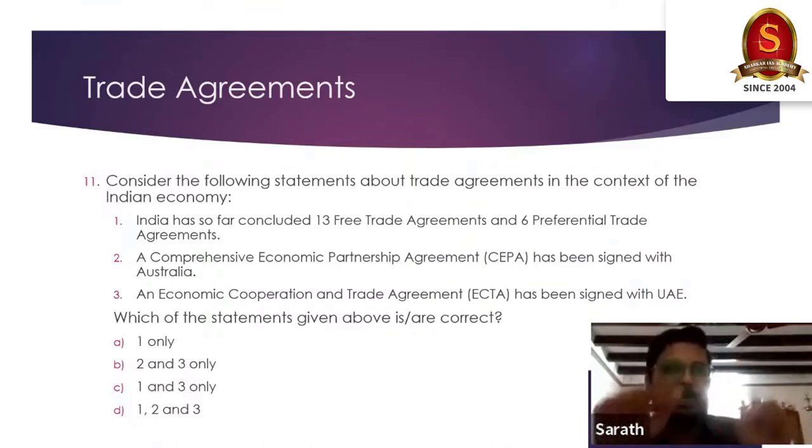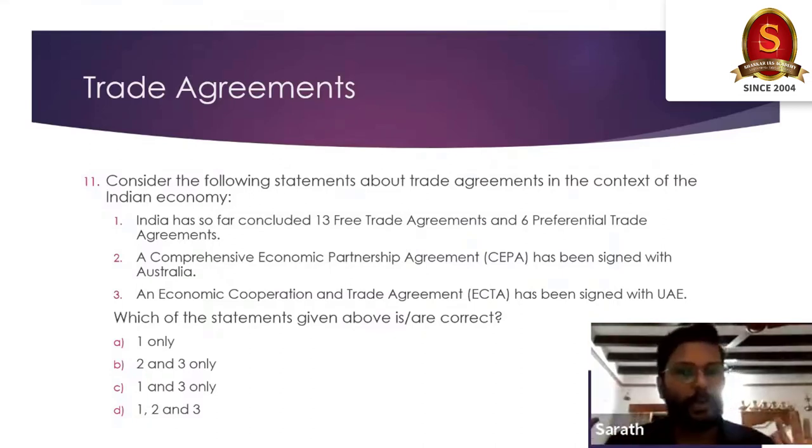What is a positive list? A list of items on which preferential trade or free trade would happen. Okay. On all other items, it is normal. No free trade, no preferences. On these select items alone, there will be preferential trade or free trade between the two countries.